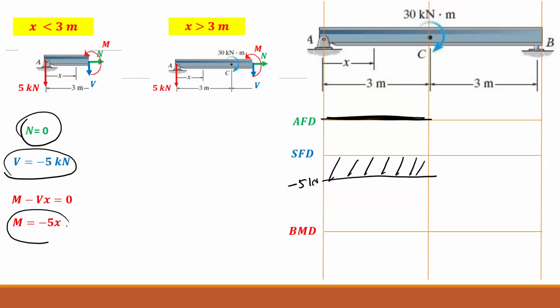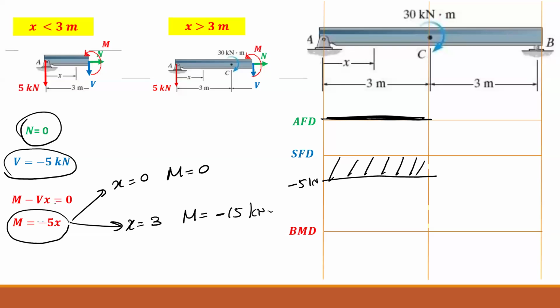And for this one, now we have two boundary conditions. When x is equal to 0, M is equal to 0. When x is equal to 3 meters, M is equal to negative 15 kilonewton meters. Is that right? Yep. So that will be something like this. So this is negative 15 kilonewton meters. Okay, now the next section.